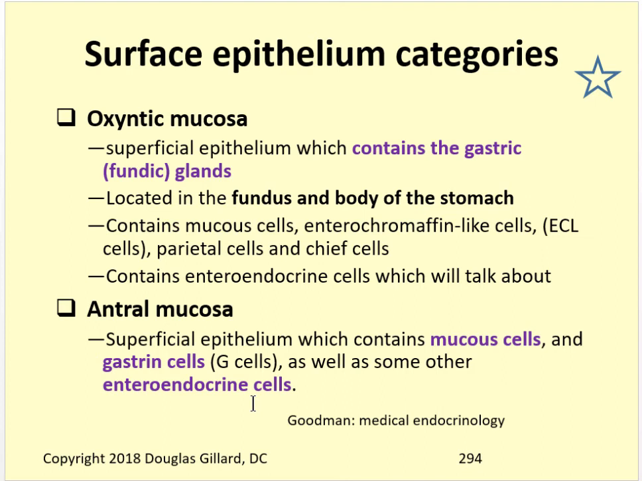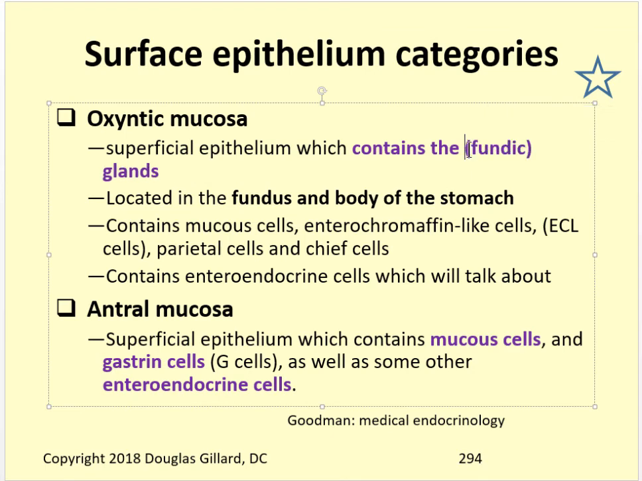Okay, surface epithelial category. So here we have everything I just said. Oxyntic mucosa: it's superficial epithelium which contains gastric or fundic glands. I don't like that word, gastric, because gastric means all glands in the stomach. So the oxyntic mucosa contains oxyntic glands or fundic glands. That one's better. Fundic, remember the fundic region of the stomach? It's the fundus and the body of the stomach. So this oxyntic mucosa is located in the fundus and the body of the stomach.